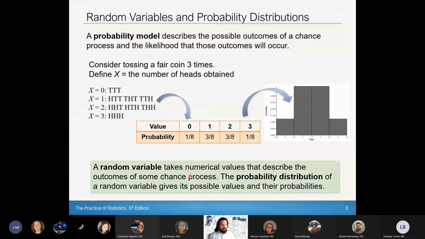A random variable takes numerical values that describe the outcomes of some chance process. X is the random variable. It's taking on the values of 0, 1, 2, or 3, which describes the number of heads. That's our chance process. The probability distribution of a random variable gives its possible values and their probabilities. That's the table here and the histogram here.